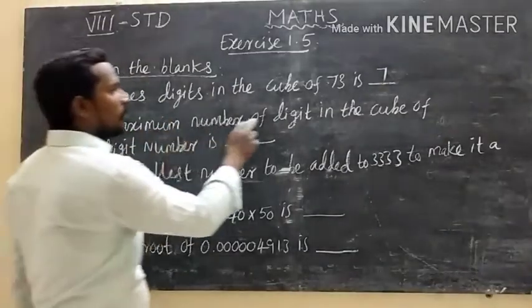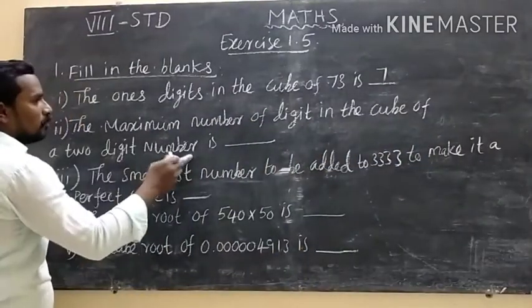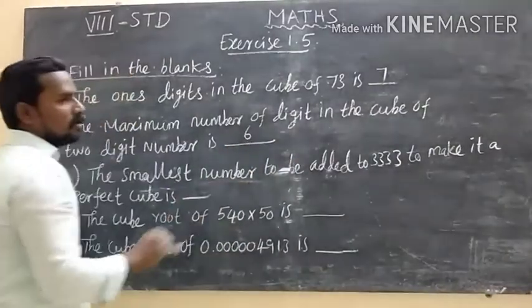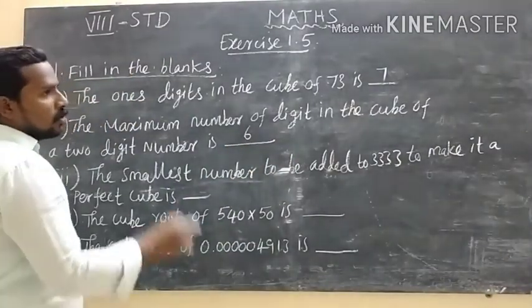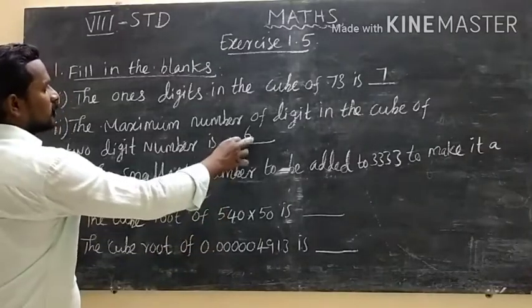Then, the maximum number of digits in the cube of a 2-digit number. The cube of a 2-digit number has 4 or 5 or 6 digits. So the maximum number of digits is 6.